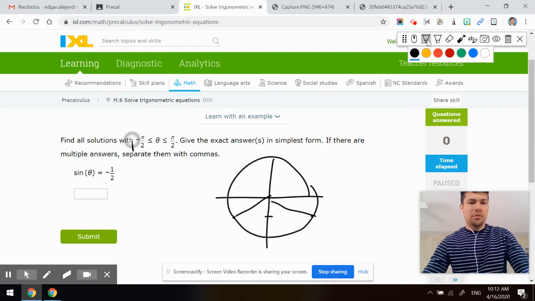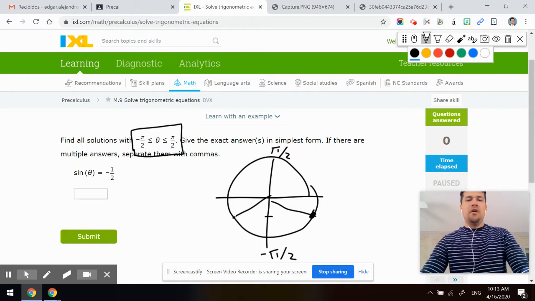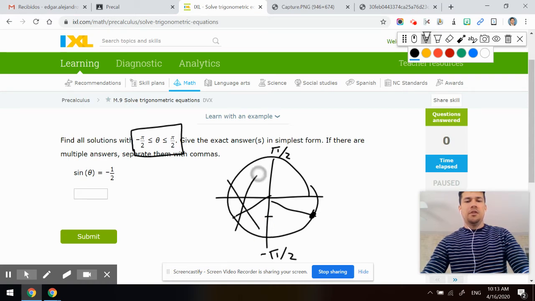And one other thing, almost missed it. It tells me I need to have angles only between negative pi over 2 and pi over 2. So this is negative pi over 2, and this is pi over 2. So we're looking at where the sine value is equal to negative 1/2. Well, the only place between negative pi over 2 and pi over 2, which means we cannot count these, would be here. So this would be at negative pi over 6.